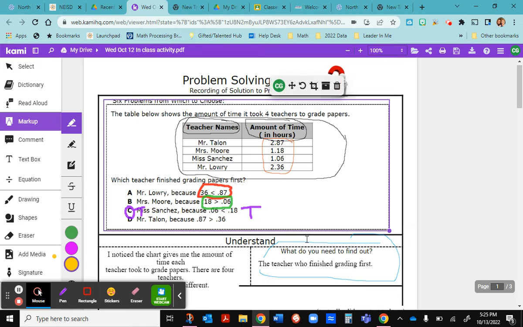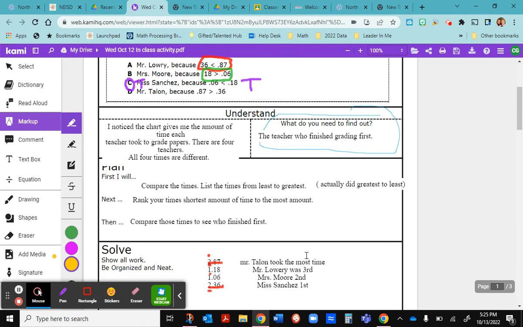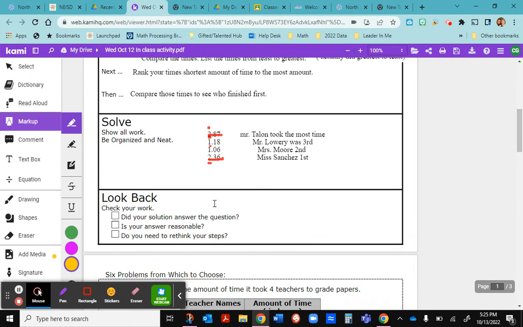Okay, that worked out perfectly. So let's look back. Check your work. Did your solution answer the question? Check mark. Yes. Is your answer reasonable? Absolutely. And we went through reason as we were going through those answer choices. And did you rethink your steps? Yeah, we had to rethink our steps, right?